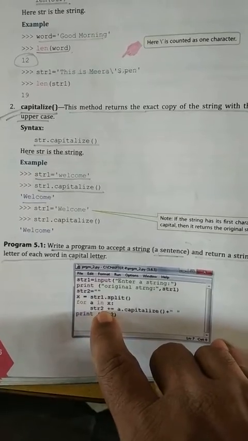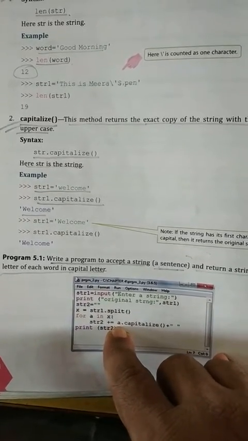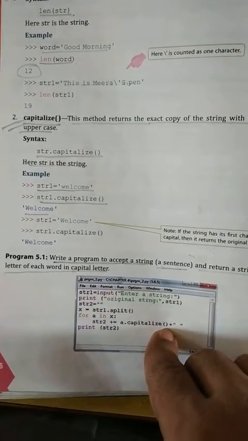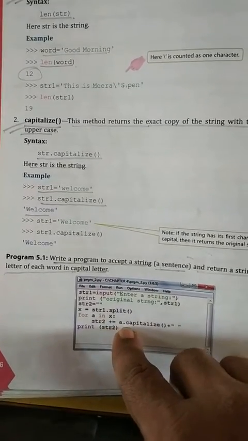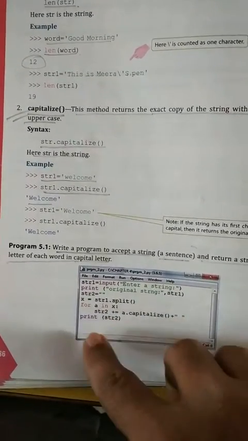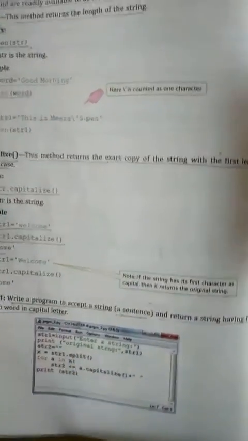So string2 is equal to string2 plus a dot capitalize. Okay? String2 plus a dot capitalize. Okay? And print string2. So see the output given here.